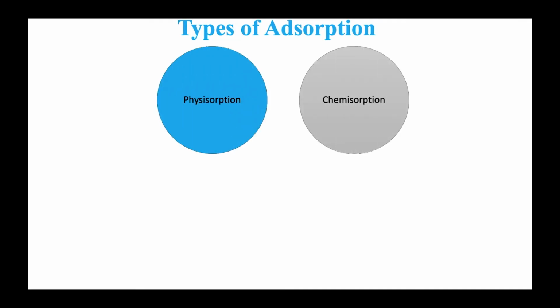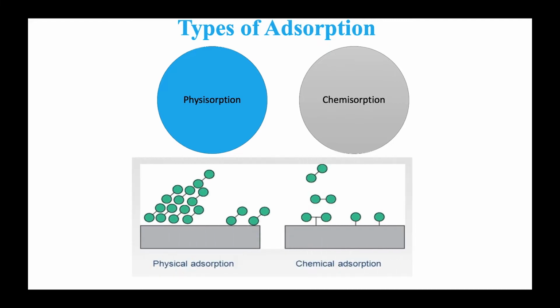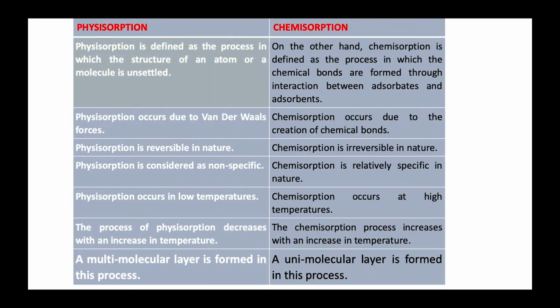Now, there are two kinds of adsorption, that is physisorption and chemisorption. Physisorption is defined as the process in which the structure of an atom or a molecule is unsettled. Physisorption occurs due to van der Waals forces and it is reversible in nature. It is considered as non-specific. Physisorption occurs at low temperature. The process of physisorption decreases with an increase in temperature and it forms a multimolecular layer.